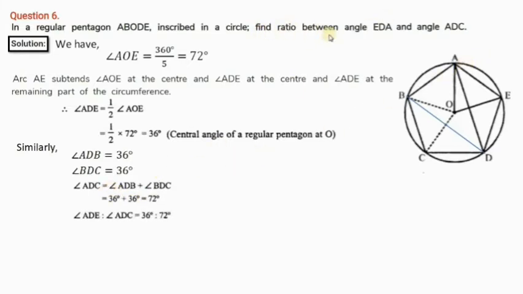Now we need to find the ratio between this angle and this angle. So ADE is to ADC. That's what we need to find. What is ADE? ADE is 36 degree. And what is ADC? ADC is 72. So what is the ratio of 36 and 72? It is 1:2. So your answer for this particular question is 1:2. You may pause the video to note down.